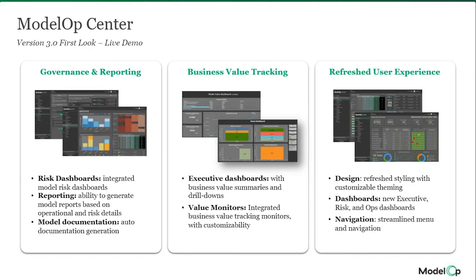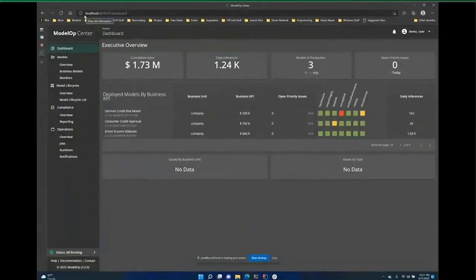So when we bring up the product now, you'll see this is live in here. We have a dashboard model running on this particular instance, where we've done just a few items. We have a few different example models: a German credit risk model, a consumer credit approval model, and an Enron communications model. You can see where we can track the cumulative value that all these models are providing, as well as the number of inferences they're doing. We also track the number of models that we currently have in production.